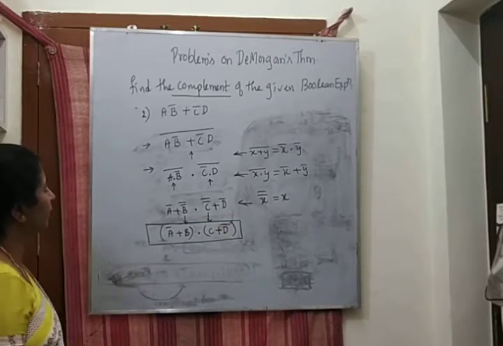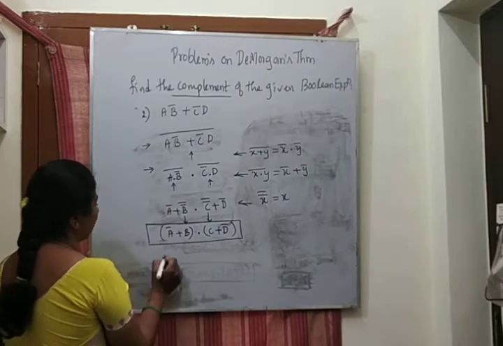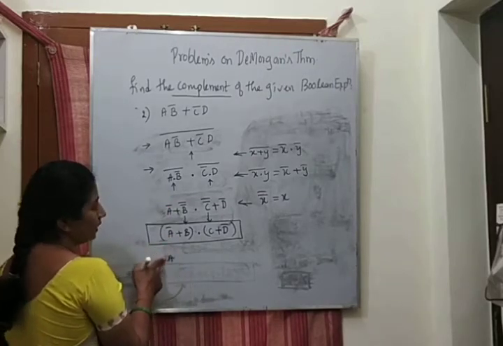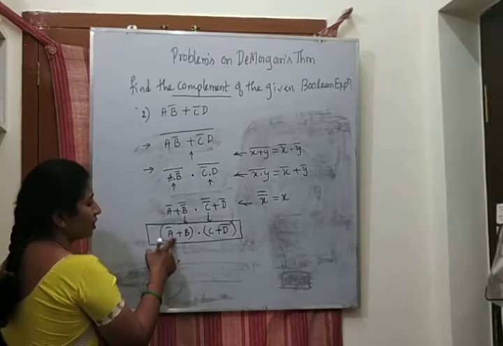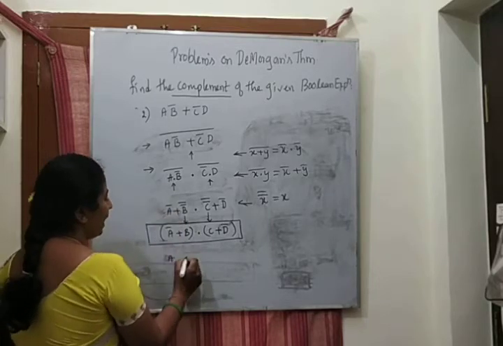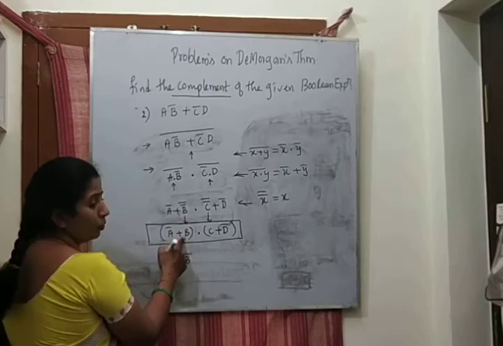For the given Boolean expression, copy down the expression. A: we don't have a complement, we got the complement. Your dot was changed to plus. B has a complement, which gets removed over here.